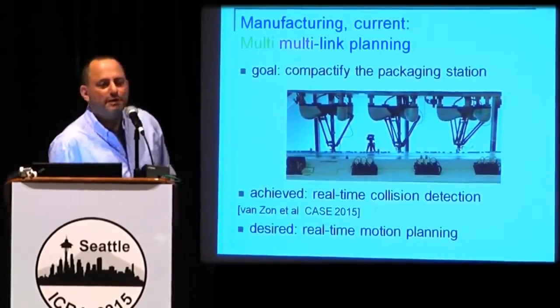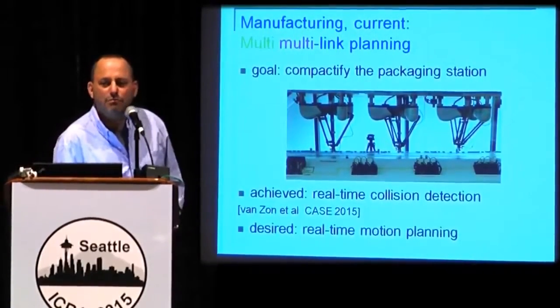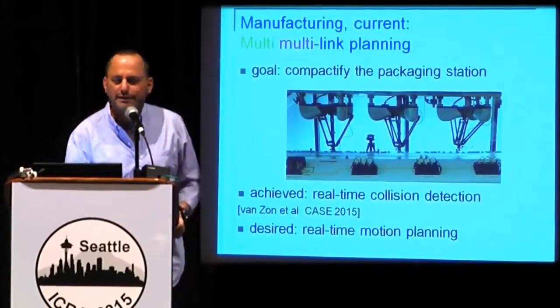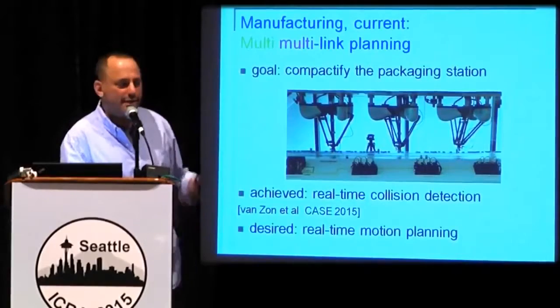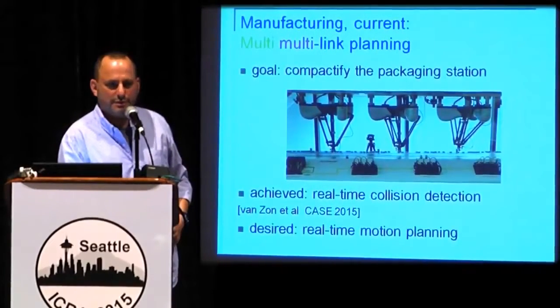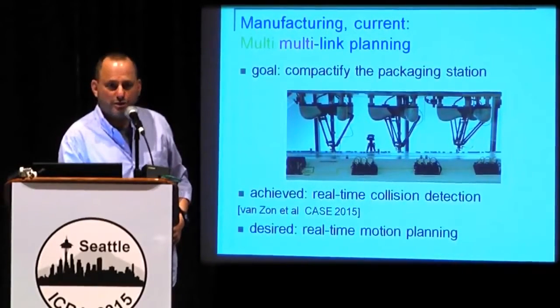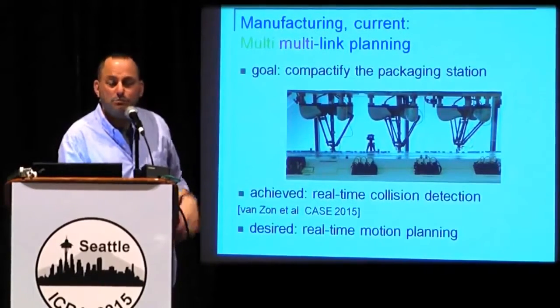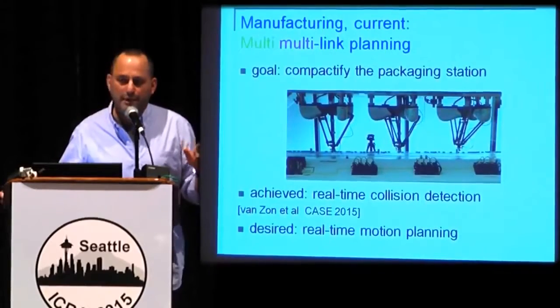What you see here is a picture from a factory in Barcelona, and they wanted to compactify some packaging station that has several robots leaning over a conveyor belt. Now, this was computationally a major change because previously the robot workspaces were disjoint. And after the compaction, they become intersecting.